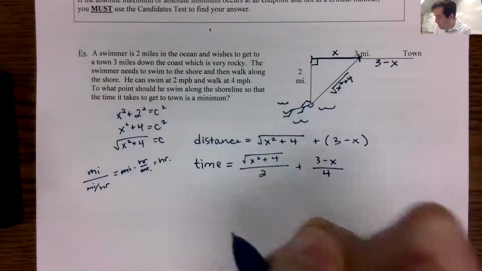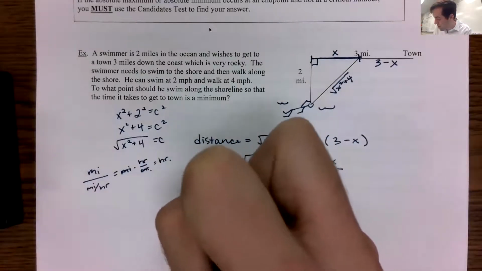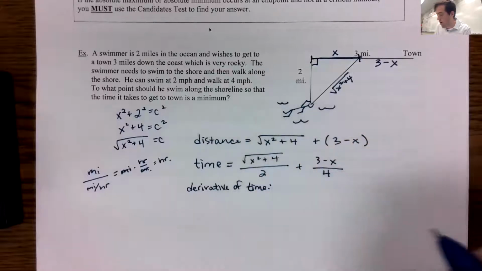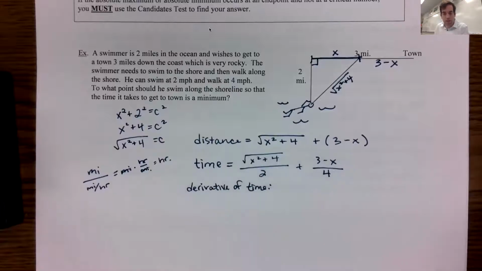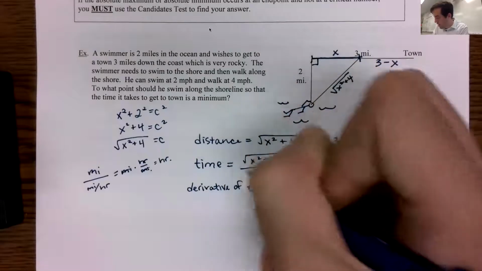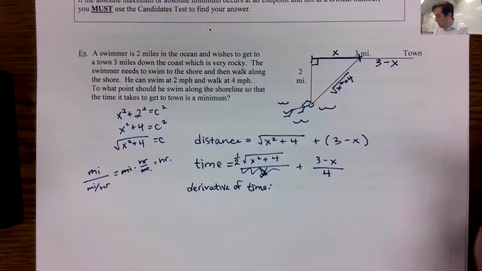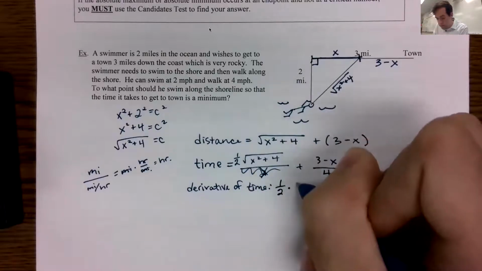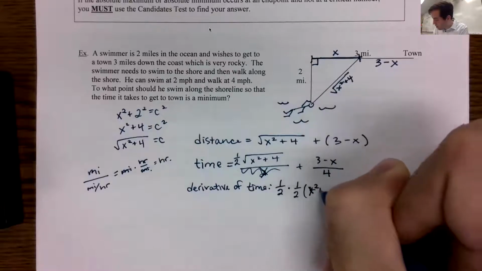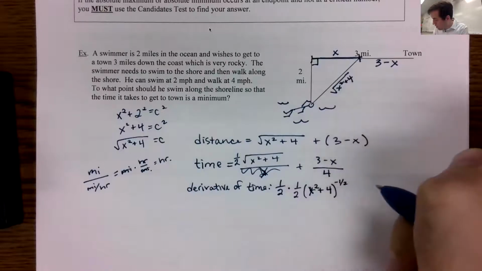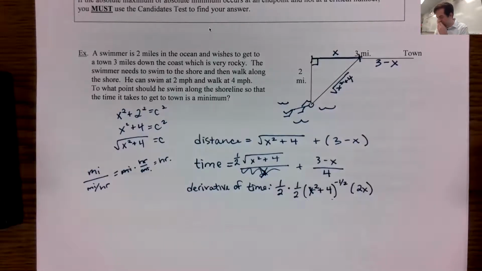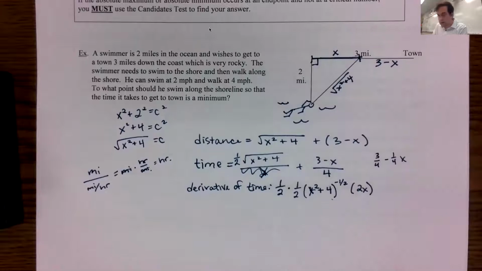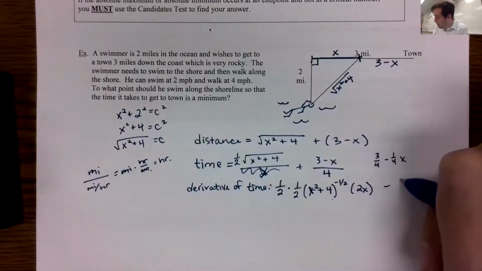So we're going to take time prime, or the derivative of time, right? Because if we're going to try to minimize something or optimize something, we always want to take the derivative of the function that we're trying to minimize. Okay, so for this first one, I'm going to think of it as 1/2 times the square root of x squared plus 4. So we have 1/2 times, this is raised to the 1/2 power. So it's going to be times 1/2 x squared plus 4 to the negative 1/2 times the derivative of the inside, which is 2x. And for this part, I would think of it as 3/4 minus 1/4 x. So if we take the derivative of that, 3/4 goes away, and this just becomes minus 1/4.